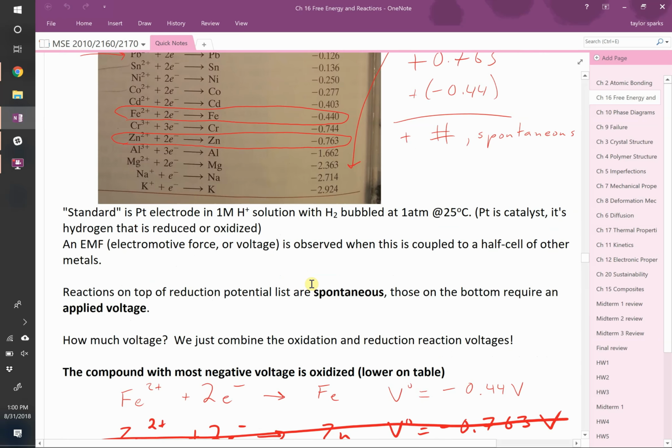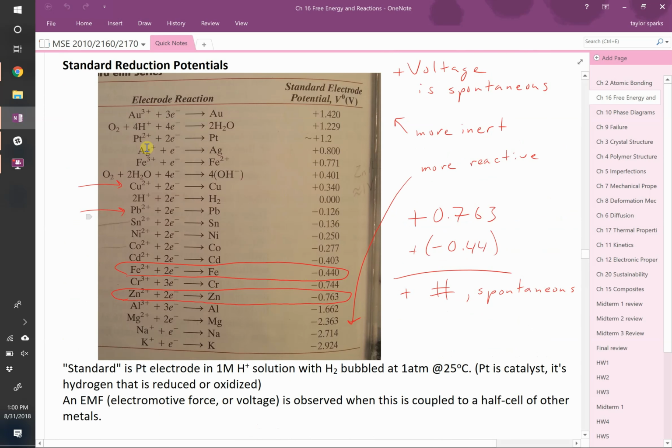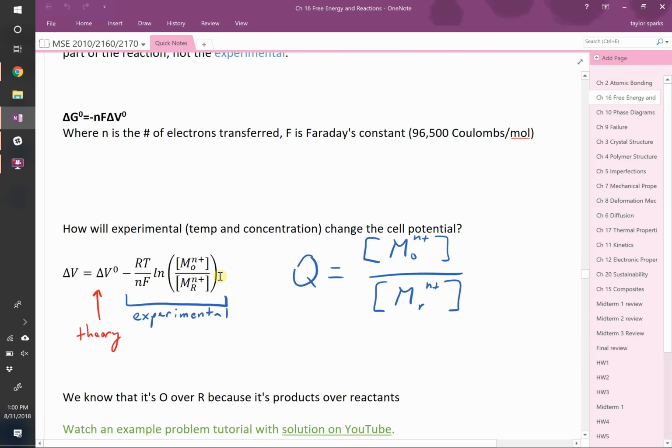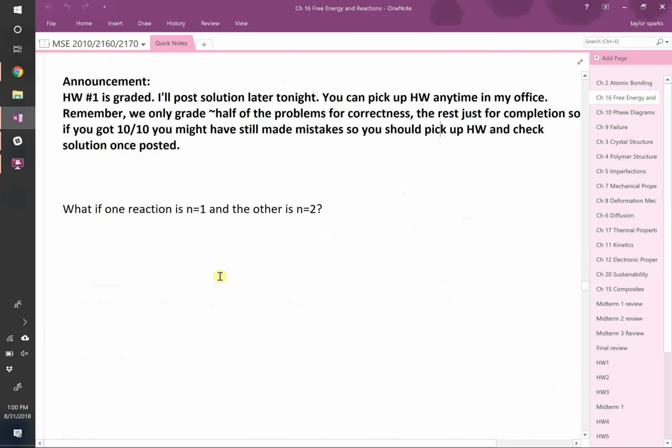So let's do, say, silver. Silver's at the top up here. Silver 1 plus picks up 1 electron to form silver metal. Let's do that with, I don't know, like iron. That one's tricky. Let's do chromium 3 plus. So let's write that one down. We've got one where n equals 1, one where n equals 3. So silver plus picks up 1 electron to form silver metal. Meanwhile, chromium 3 plus has to pick up 3 electrons to form chromium metal.